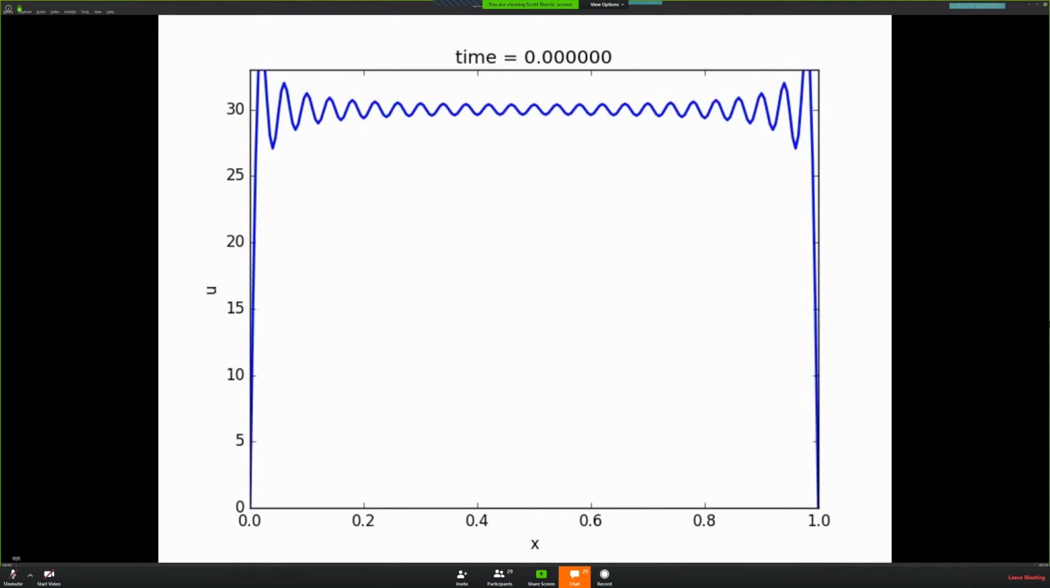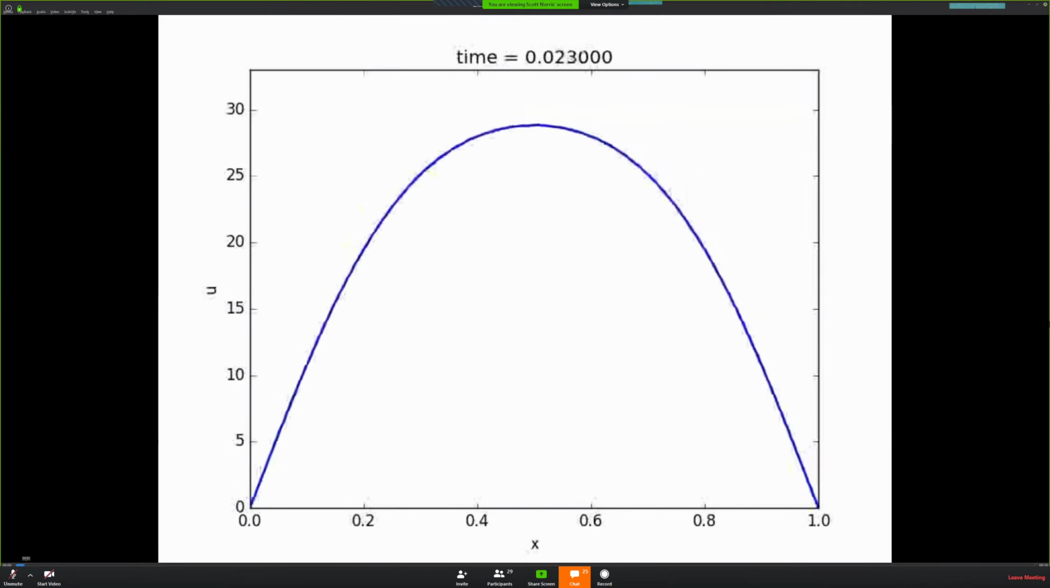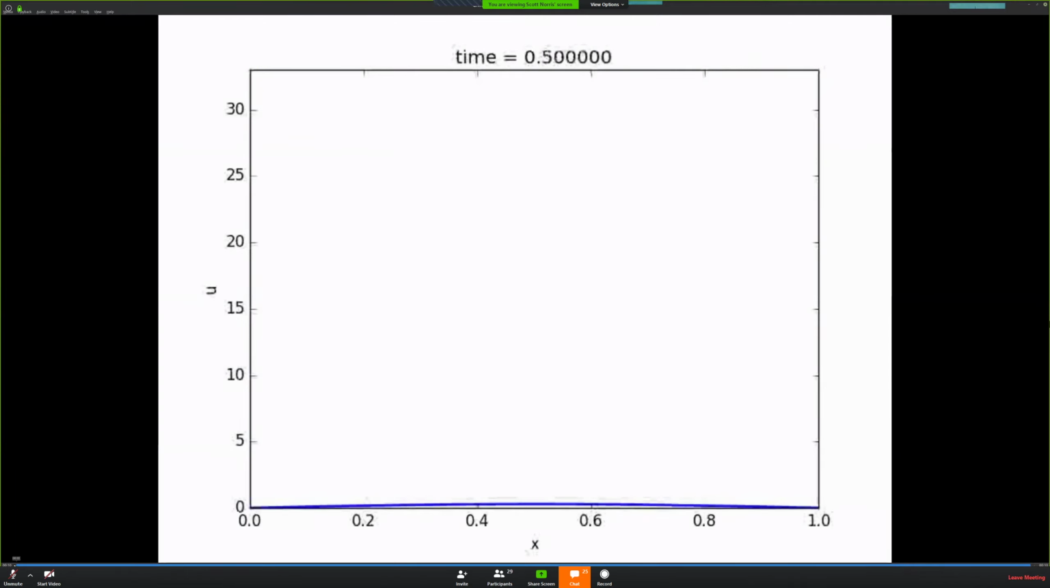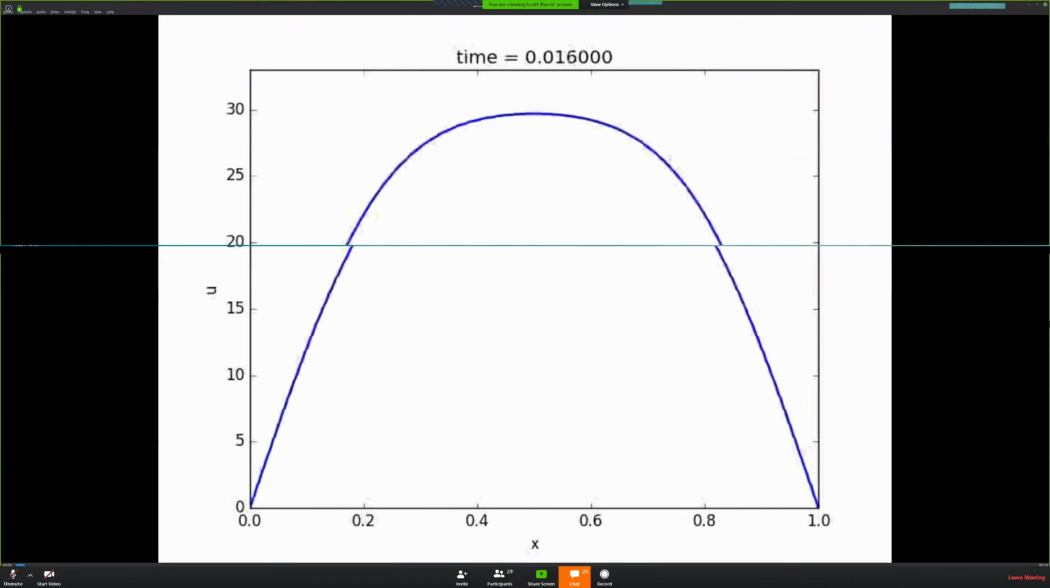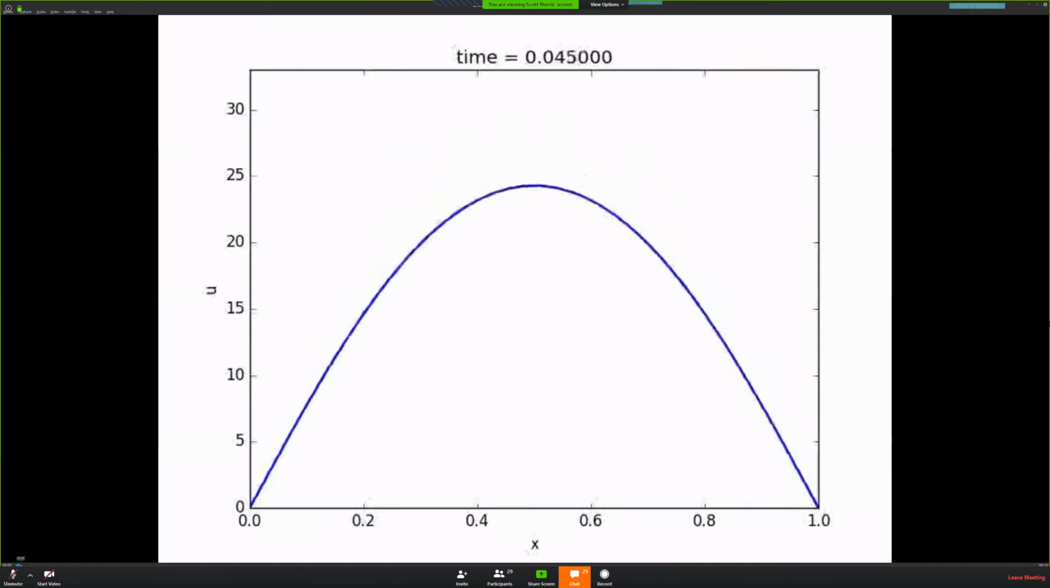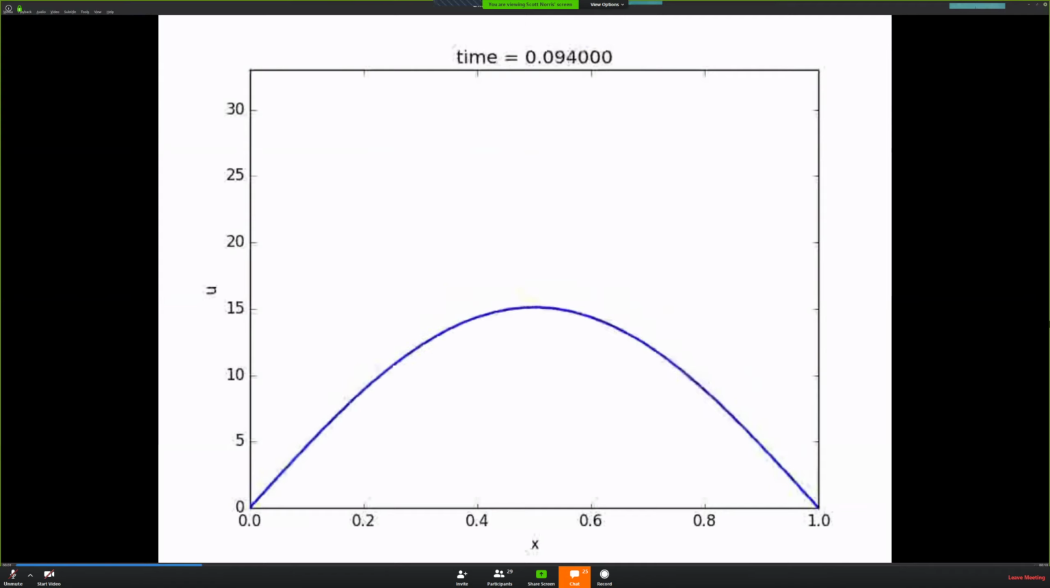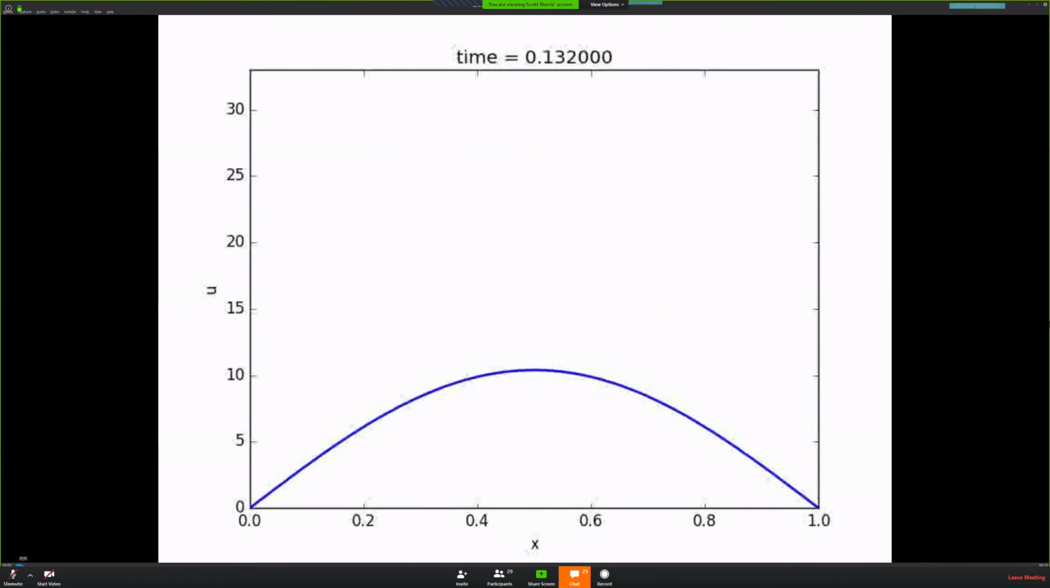After just one little time step, why is it not changing? Come on. Very disappointing. Why is this not working? It worked once, I swear. Okay, having some technical difficulties here.